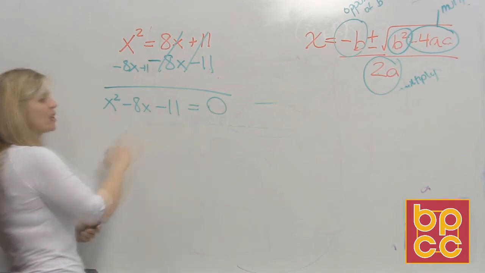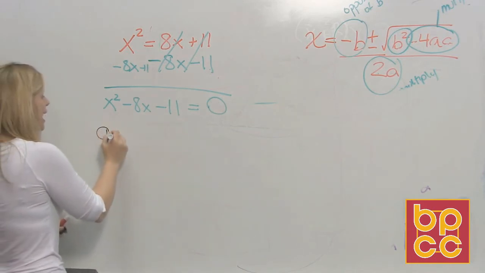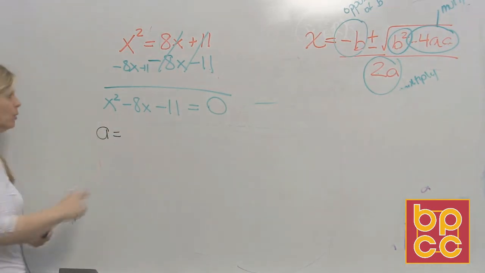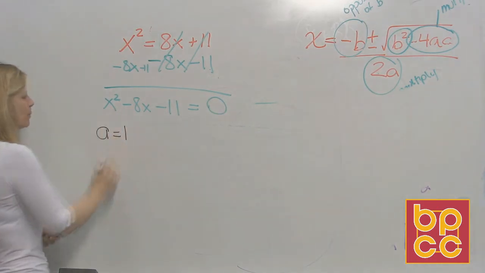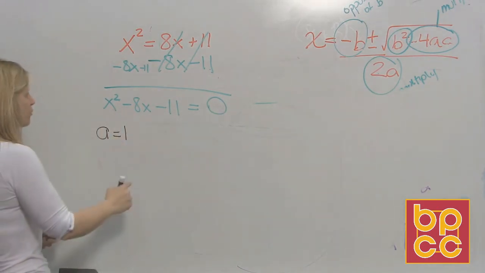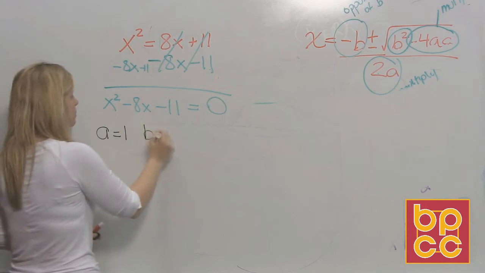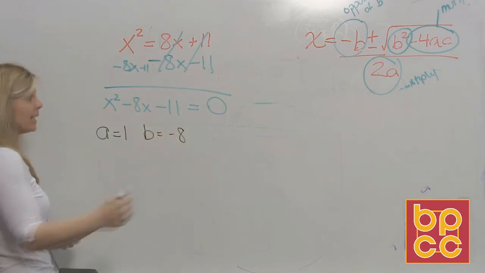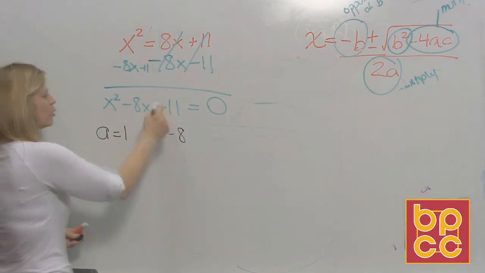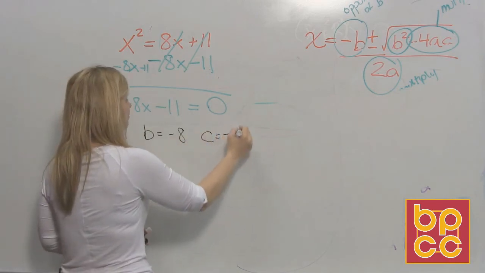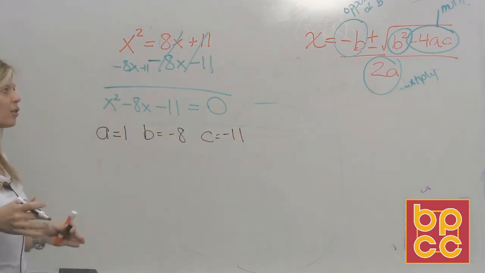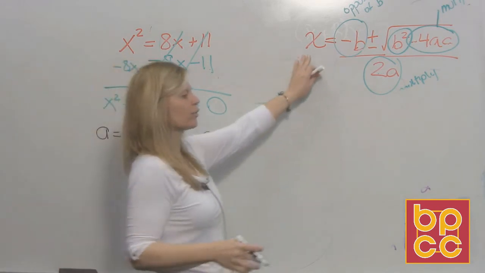Looking at my equation in descending order. A is always in front of who? X squared. A is 1. B is always in front of who? X. B is negative 8. C is always the constant. Who's the constant? Negative 11. Once you get those 3 numbers, now we're going to work the formula.